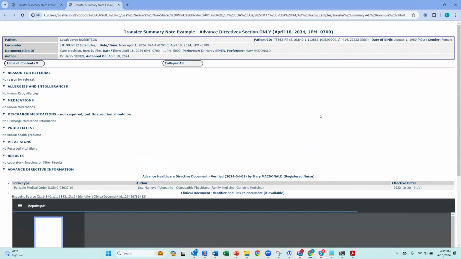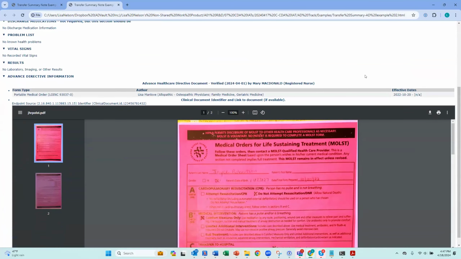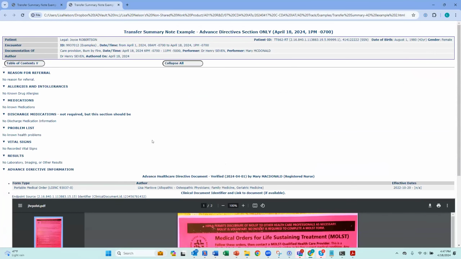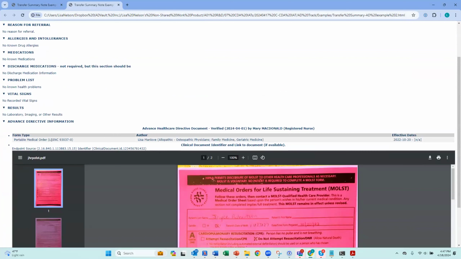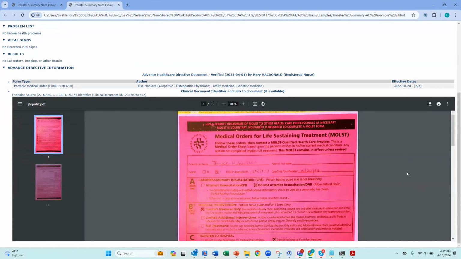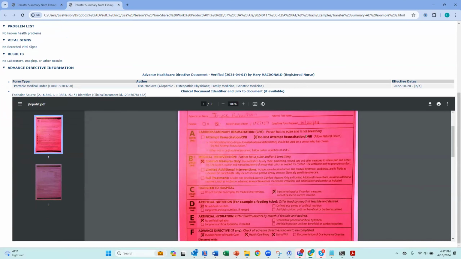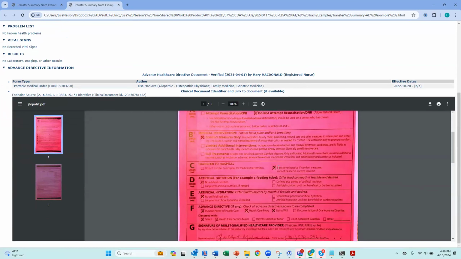The style sheet has the ability, if you allow PDF rendering, to use the render multimedia. So in this case, we're saying not only can we tell you that there's a portable medical order authored by Dr. Lisa Manlove on this date, but you can then see it. So if you wanted to confirm, this was the one where I'm going to add that they have do not resuscitate, and that they don't want to be taken back into the hospital.